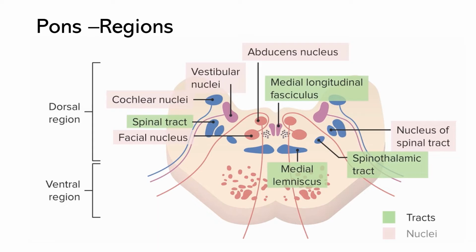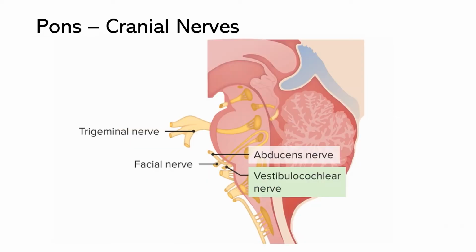The ventral region is going to contain pontine nuclei, which connect the cerebral cortex to the opposite cerebellar hemisphere. And then you have the dorsal, which is going to contain ascending and descending tracts, and also several cranial nerve nuclei. Nuclei for the cranial nerves that are found in the pons include the nuclei for the trigeminal nerve, the abducens nerve, the facial nerve, and the vestibular portion of the vestibulocochlear nerve.